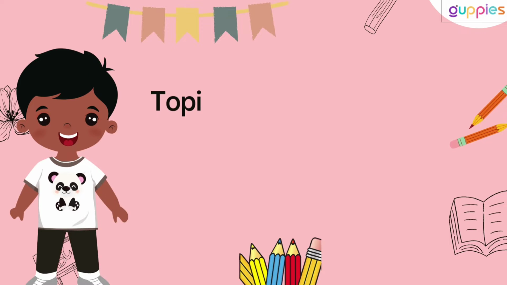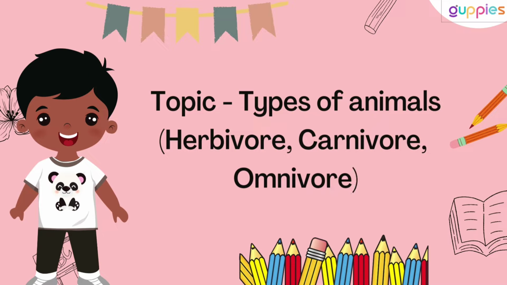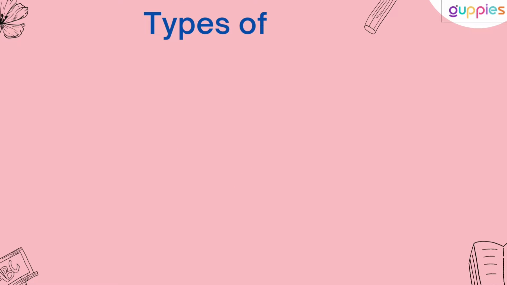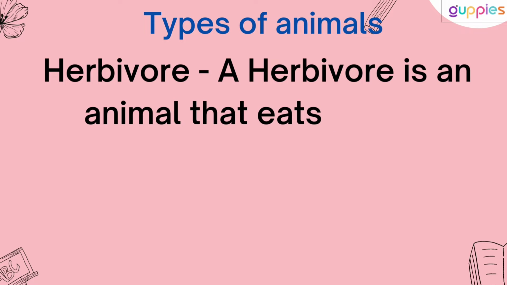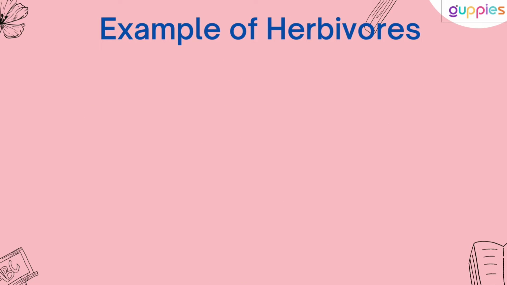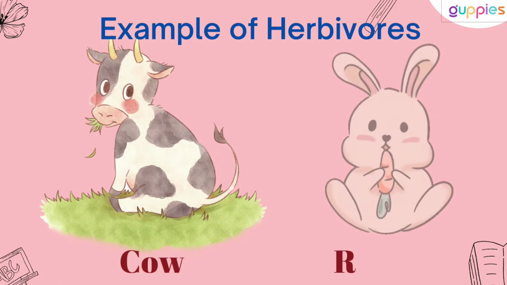Let's learn today's topic. Topic: types of animals, herbivore, carnivore, and omnivore. Types of animals. Herbivore. A herbivore is an animal that eats plants, like cow. Example of herbivore. Cow, C-O-W.